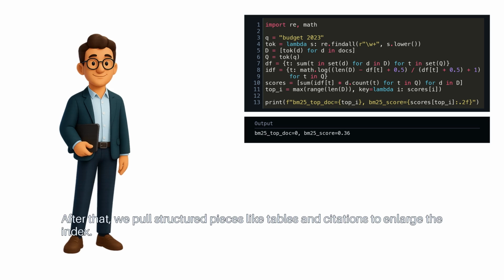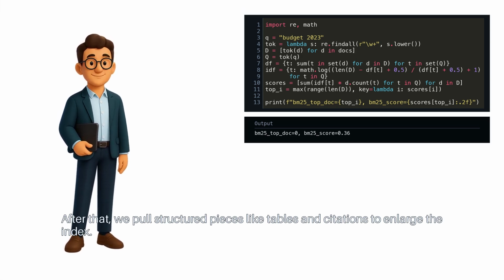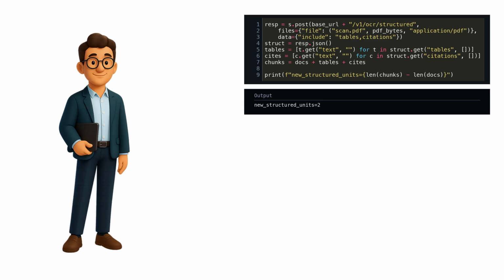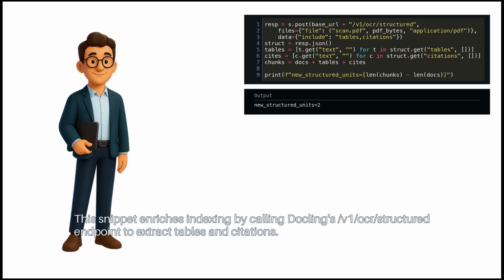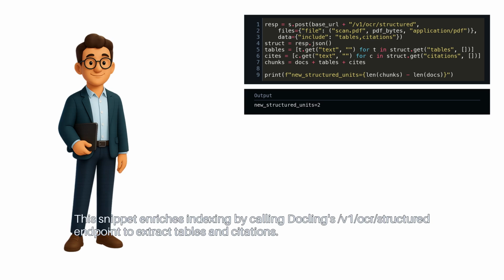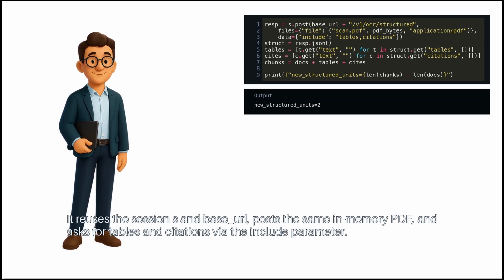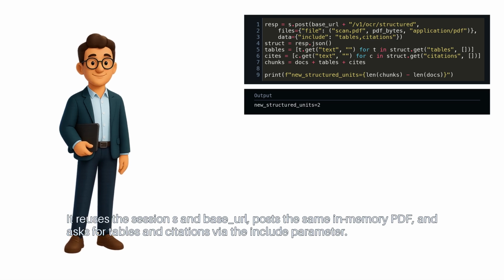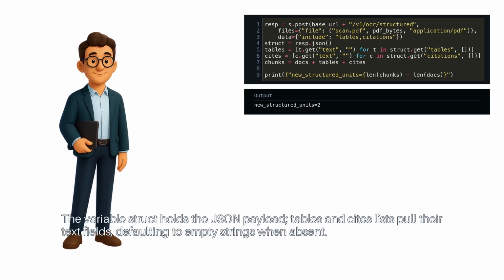After that, we pull structured pieces like tables and citations to enlarge the index. This snippet enriches indexing by calling the docling/v1 OCR/structured endpoint to extract tables and citations. It reuses the session S and base URL, posts the same in-memory PDF, and asks for tables and citations via the include parameter. The variable struct holds the JSON payload.